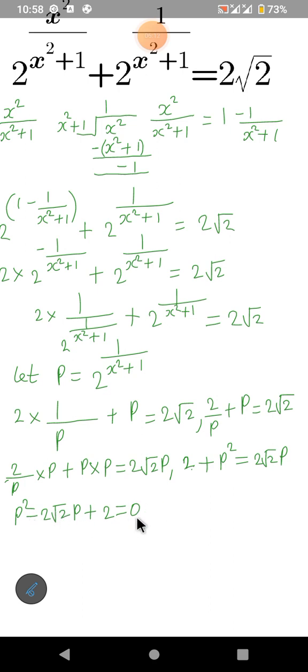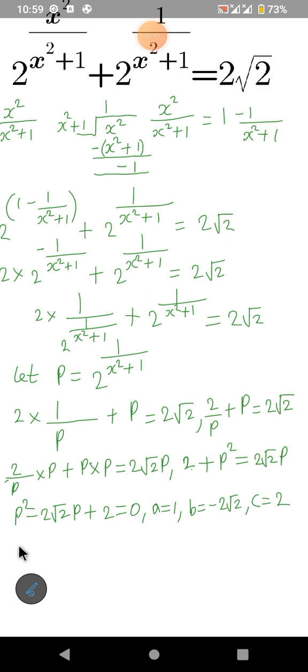Now, in this quadratic equation, I'm going to use the formula method in solving it. My A is the coefficient of P squared, so we can say A equals 1. Then my B is the coefficient of P, so my B will be equal to minus 2 root 2. Then my C is equal to 2.